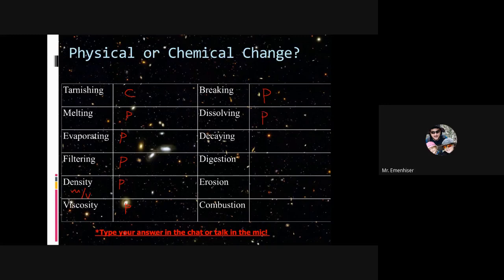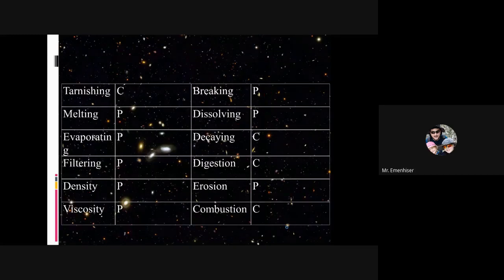Dissolving is a physical change, and this is one that most students miss. Dissolving is not a chemical change. It's physical. Decaying is chemical. Digestion is chemical. Erosion is the movement of water, or the movement of dirt with water, like a river, or how a river is going to carry dirt. So that's physical. Combustion is chemical. How much something is going to burn. All right. What else we got? So there's our answers there.